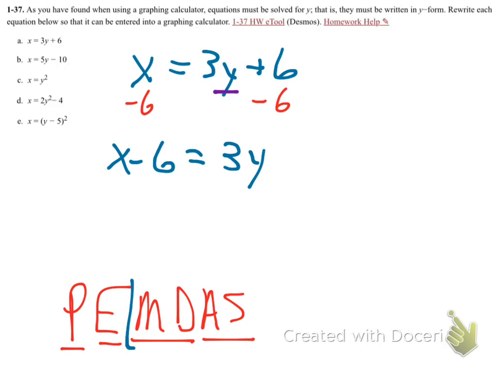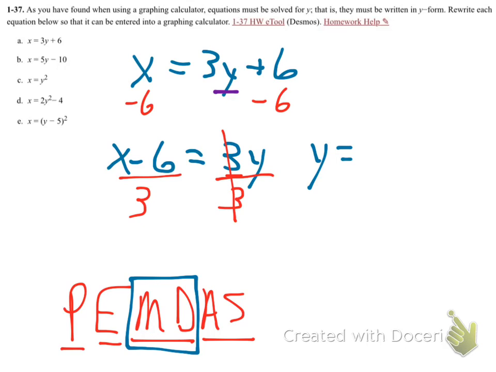After I'm done with that, now I want to take care of anything that is multiplied or divided. So the 3 is being multiplied. And to undo that, I'm going to divide everything by 3. These reduce down to 1. So now I have y equals x minus 6 is all in your numerator, and 3 is your denominator. So that's problem A.